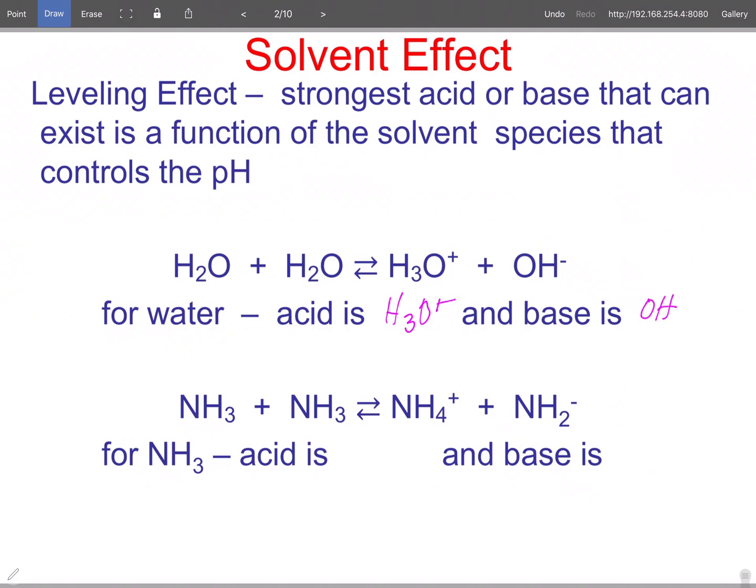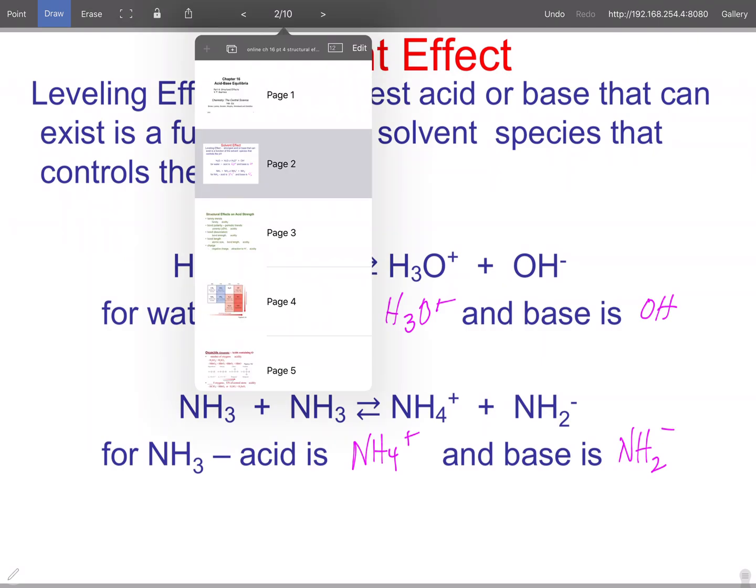If you use the solvent as ammonia, you'll notice ammonia self-reacts, so the acid form is NH4 plus and the base is NH2 minus. Now, you can do this with anything.